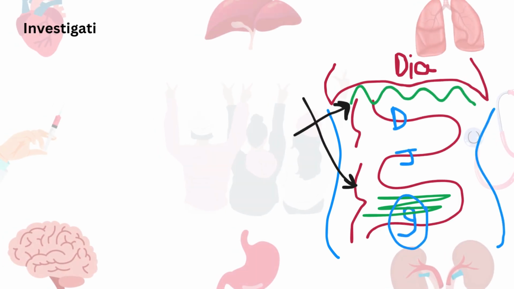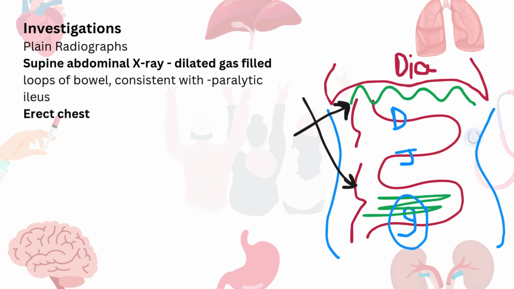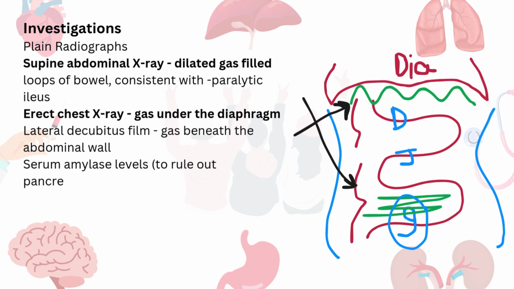Then there are some investigations we can do. We can do a plain radiograph in the supine position to check if there are dilated gas-filled loops of bowel, which might be due to the presence of paralytic ileus. Then we will do an erect chest X-ray to see if there is gas under the diaphragm, to see if it is a case of perforation or not. Then in the lateral decubitus position, you can also do a radiograph to see if there is gas beneath the abdominal wall. That could indicate a case of perforation and GI contamination of the peritoneum, which could have been the cause of the peritonitis.